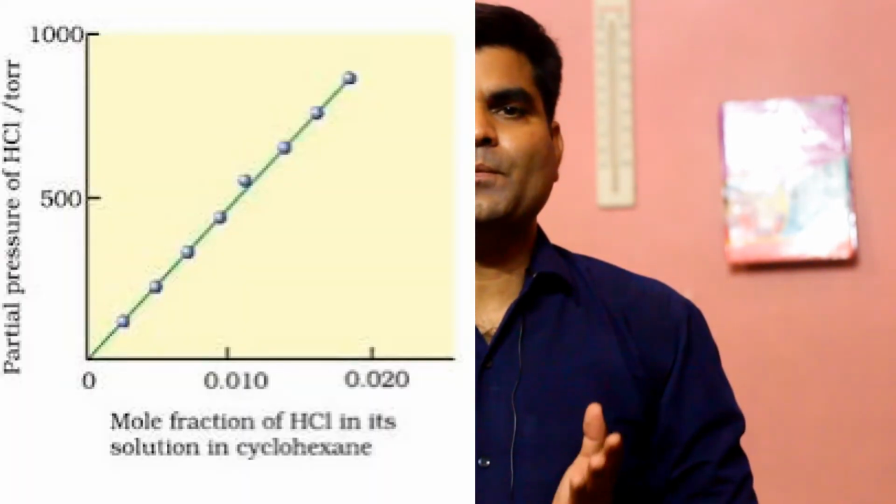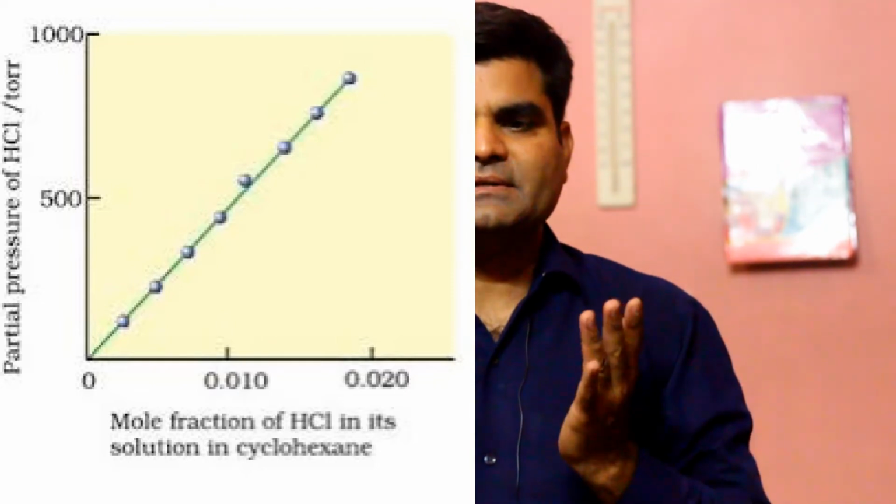In order to explain the effect of pressure on solubility of gas, Henry derived a relation. This is called Henry's law. According to Henry's law, at a constant temperature, the solubility of a gas in a liquid is directly proportional to the partial pressure of the gas present above the surface of the liquid or solution.